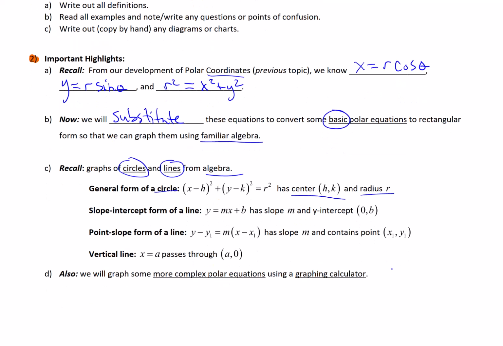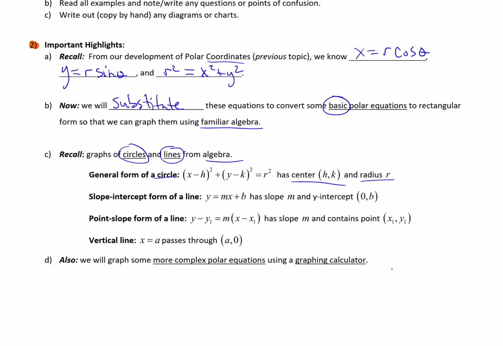And then, of course, for lines, we have slope-intercept form, which is y equals mx plus b, pretty familiar form, with slope m and y-intercept 0 comma b. Point-slope form, which is y minus y1 equals m times x minus x1, with the x minus x1 in parentheses there, and has slope m and contains the point x1 comma y1.